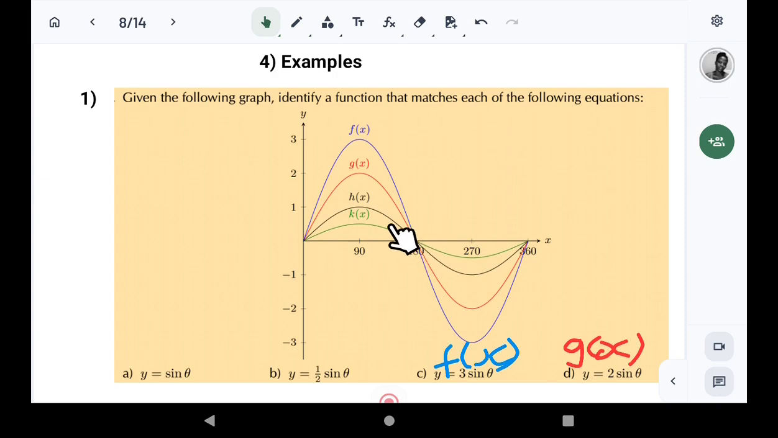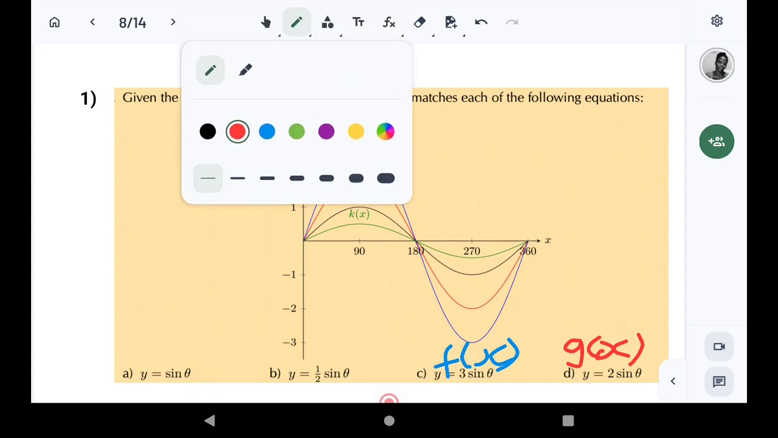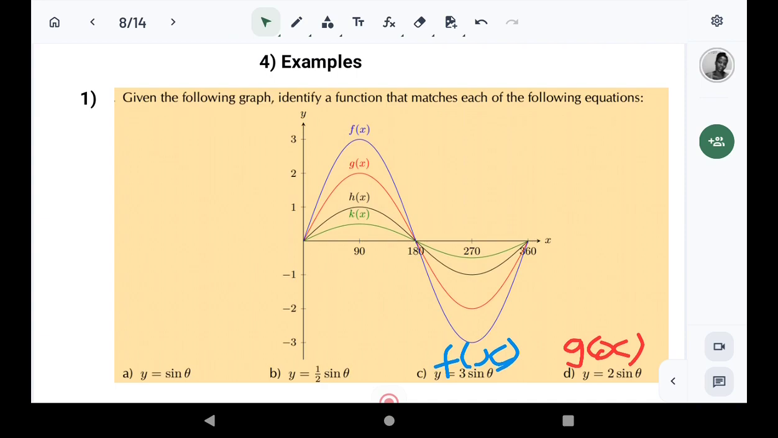Next, h of x peaks at 90 degrees and 1, and has a minimum turning point at 270 degrees and negative 1. That's your normal y equals sine theta, and that is number A. So our h of x is represented by number A.